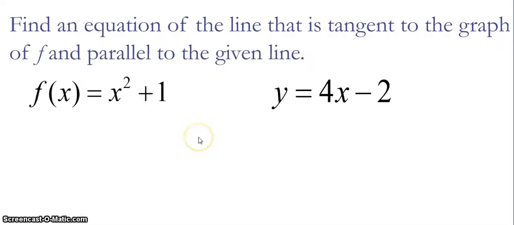Next, find an equation of a line that is tangent to the graph of f and parallel to the given line. So we've done problems like these, but we haven't done them in a while. So pause the video, unpause when you're ready to check your work.